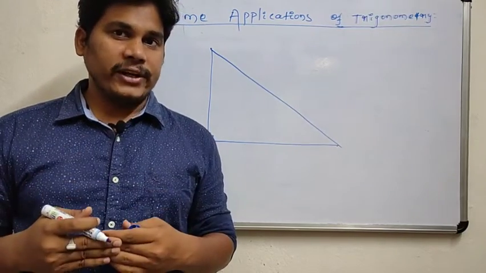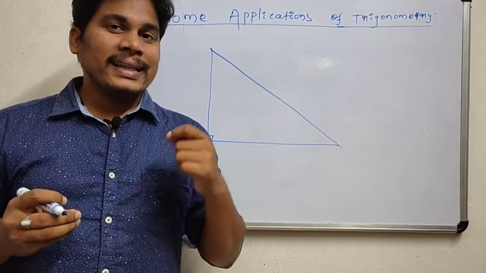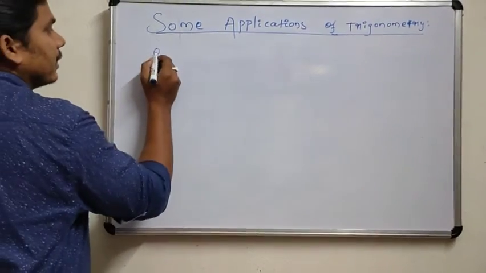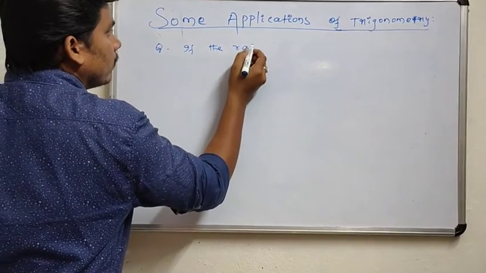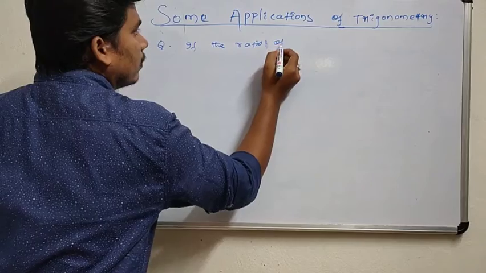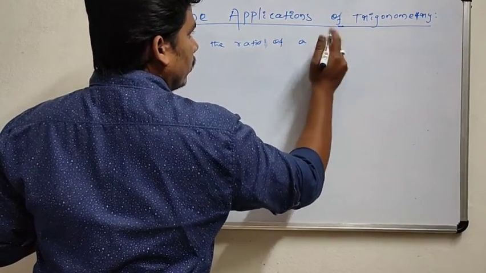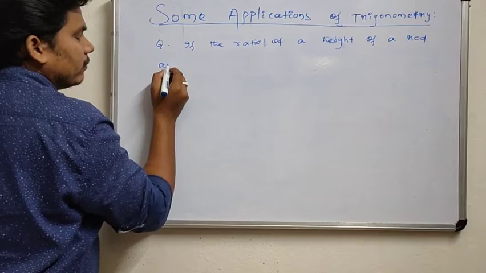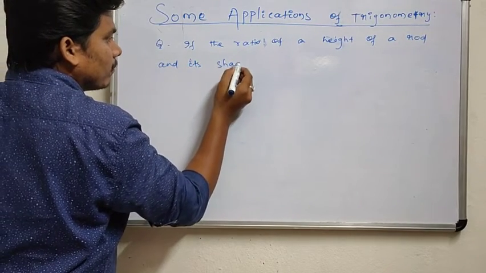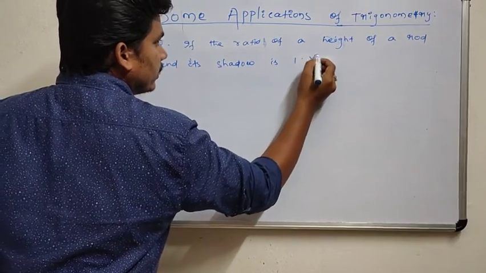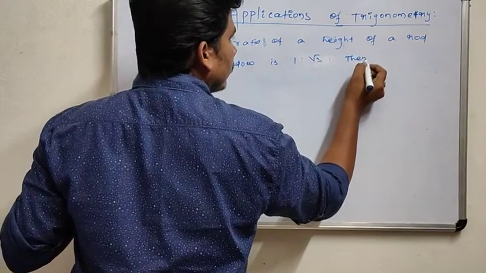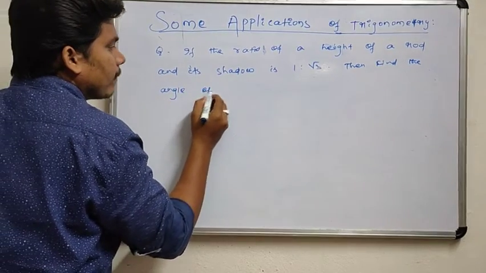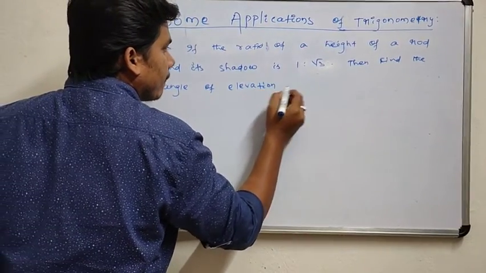Before completion of this video, I would like to give one question. We will discuss this question in our next video. Now, the question is: if the ratio of the height of a rod and its shadow is 1:√3, then find the angle of elevation of the sun.